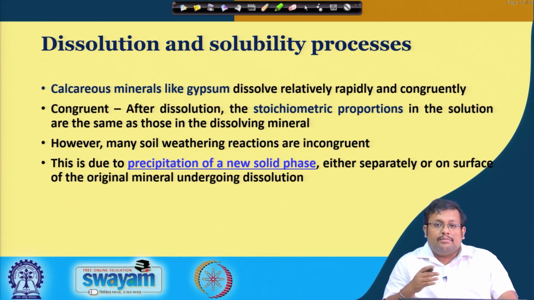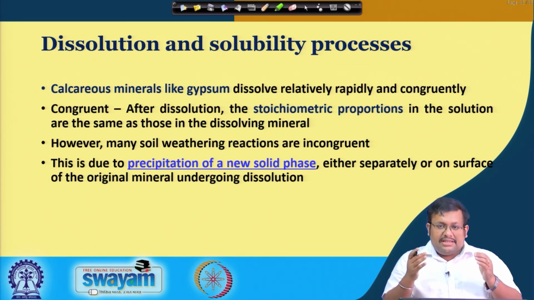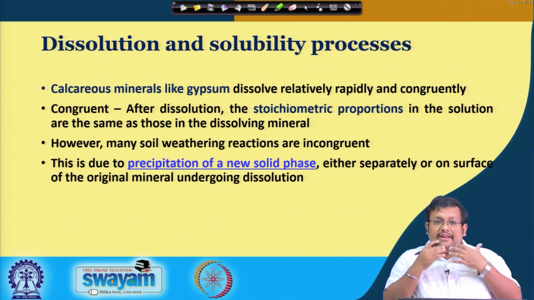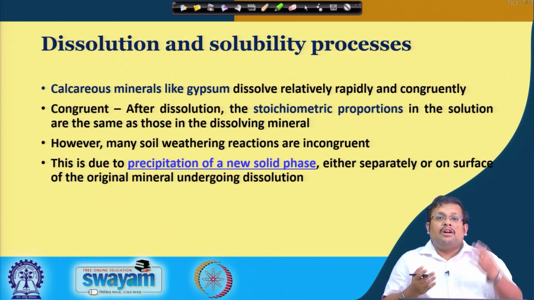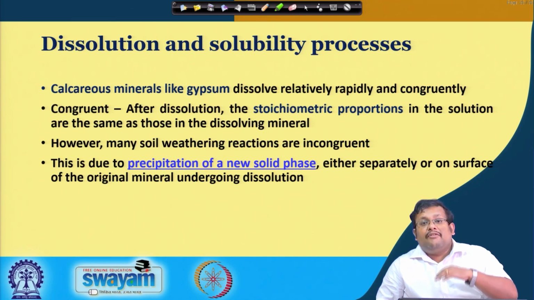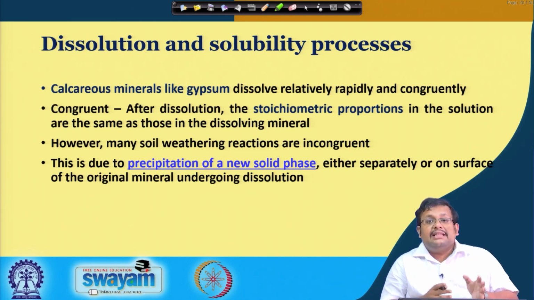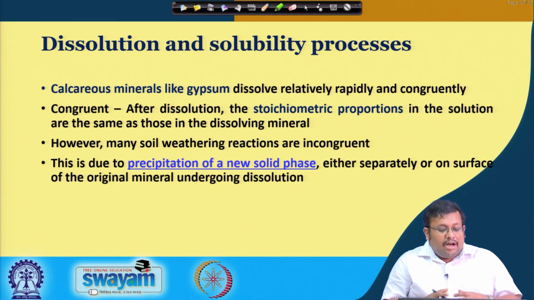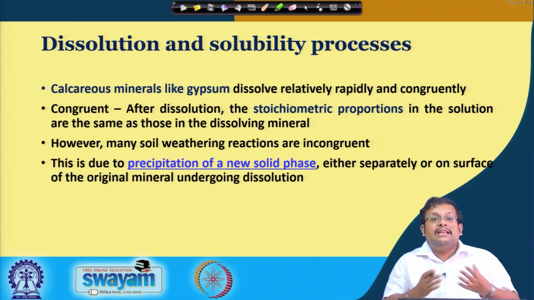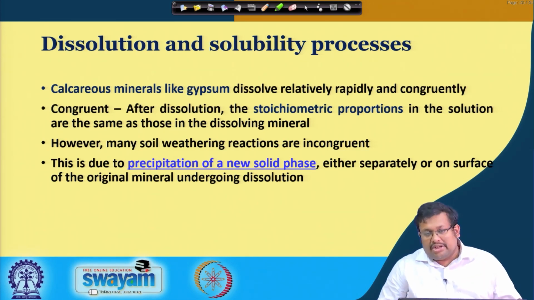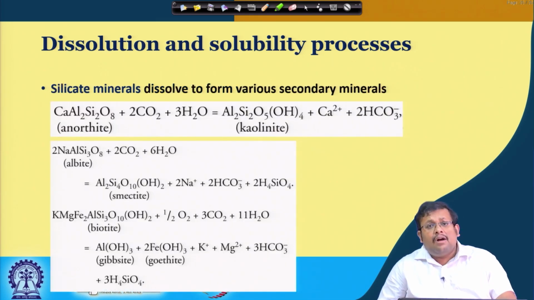Because when there is a reaction and formation of a new solid phase, for example, when there is a reaction between two species and the new species being formed gets precipitated as a new solid phase, either separately or on the surface of the original mineral undergoing dissolution, then it is obviously changing the stoichiometric proportion, and as a result this is called an incongruent process. Now, in the case of silicate minerals, they dissolve to form various secondary minerals.